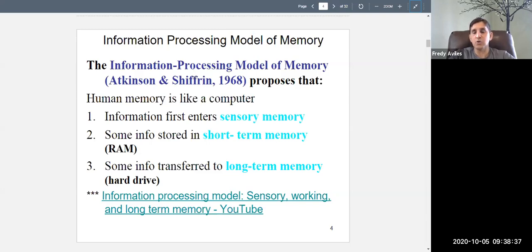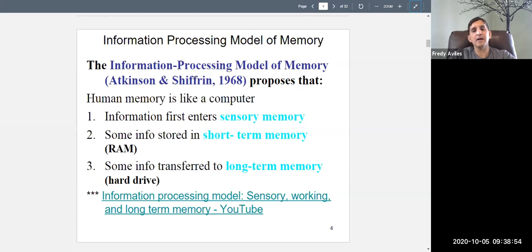Okay, that's what the theory says, that human memory works like a computer. If you don't understand the analogy of the computer, don't worry about it. For now, what you need to know is that human memory basically has sensory memory, short-term memory, and long-term memory. And we're going to define each of those three steps in memory.